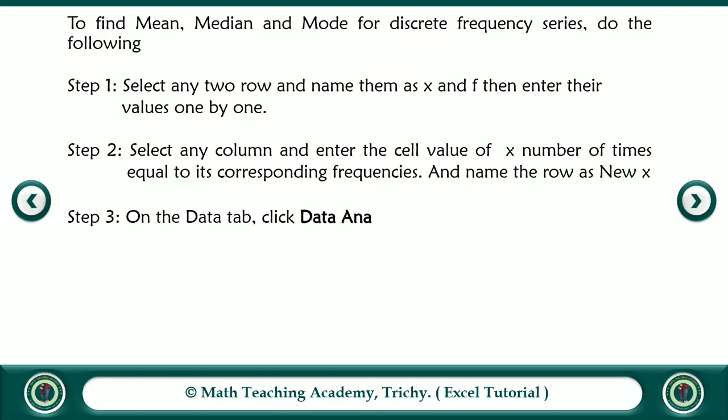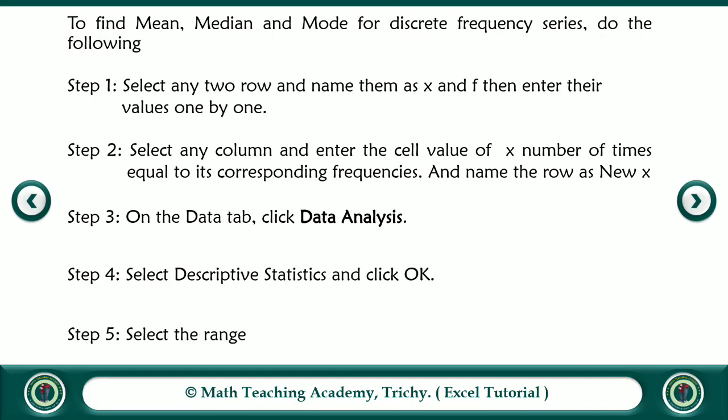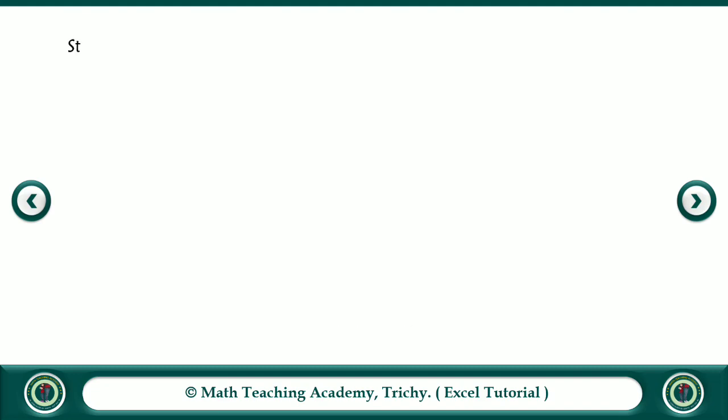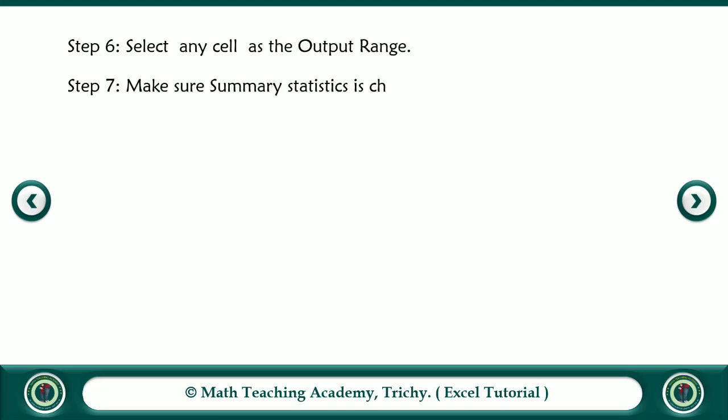Step 3. On the Data tab, click Data Analysis. Step 4. Select Descriptive Statistics and click OK. Step 5. Select the range new X as the input range. Step 6. Select any cell as the output range. Step 7. Make sure summary statistics is checked. Step 8. Click OK. These are all the procedures to find mean, median, mode in a discrete frequency series.